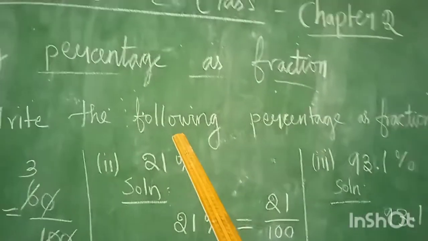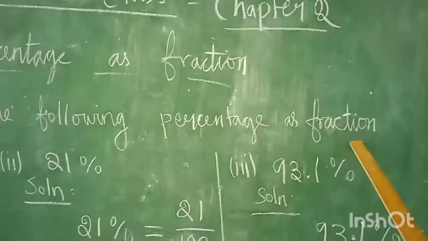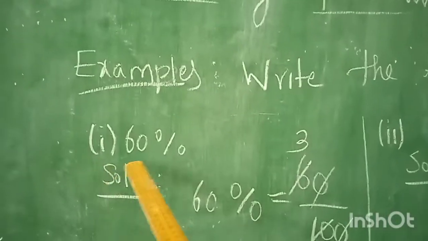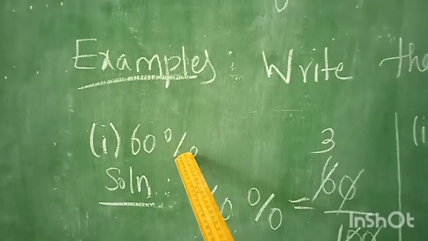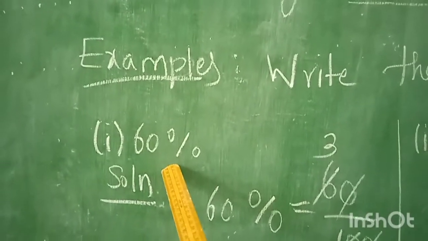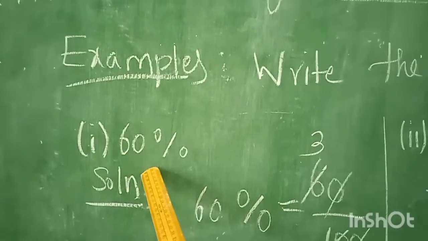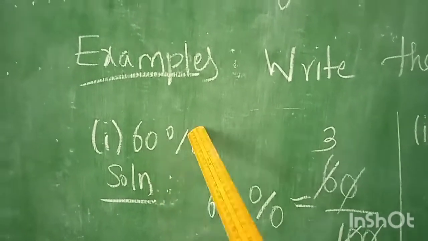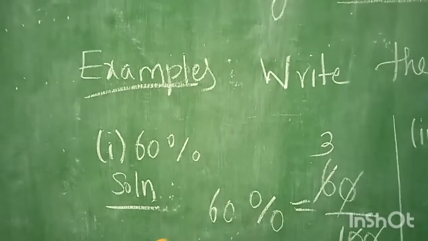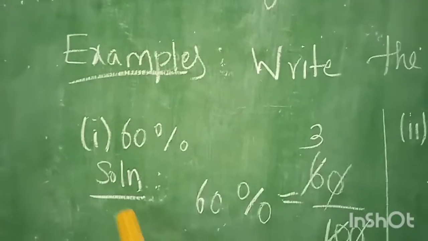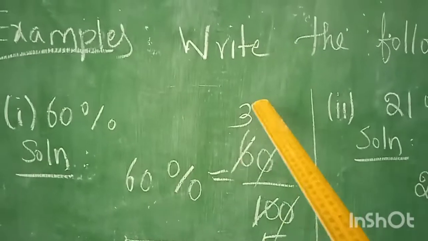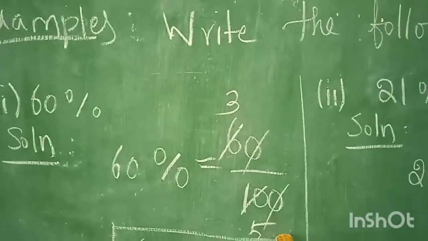Write the following percentage as a fraction. So, they will give the percentage. We will see the example. First one, 60%. So, how can we do this? We already saw, if you take 60 marks in the exam hall, so, if you are taking 60%, that means 60 out of 100, that is out of 100, right? In the solution, you are going to do that only. 60% means 60 upon 100.